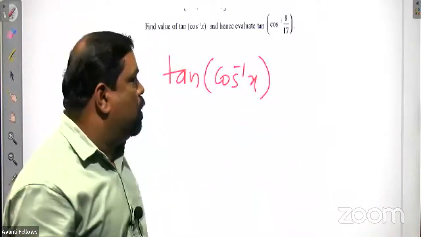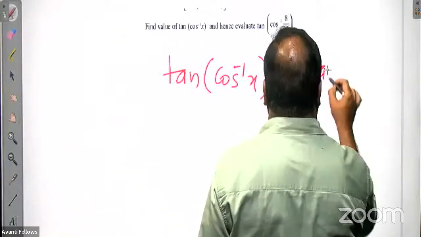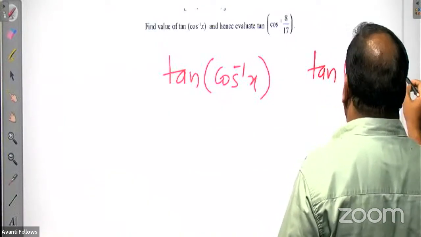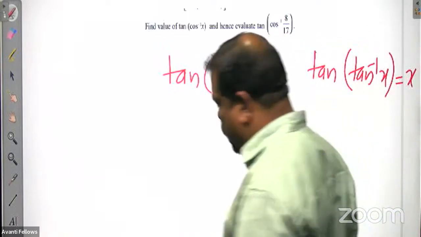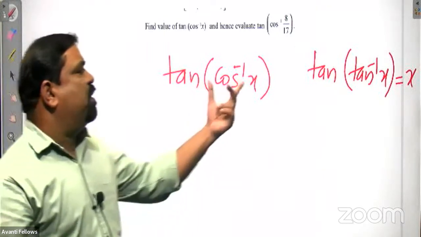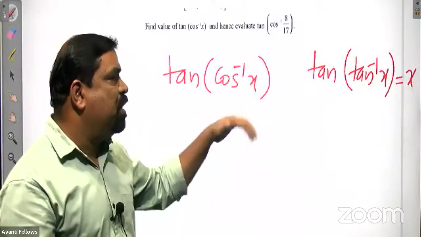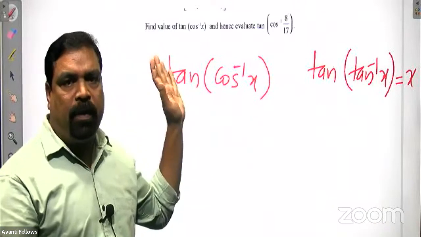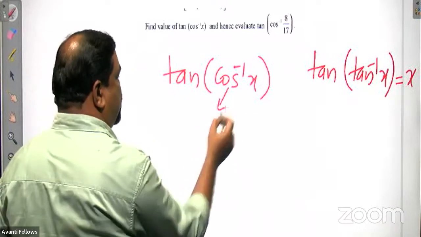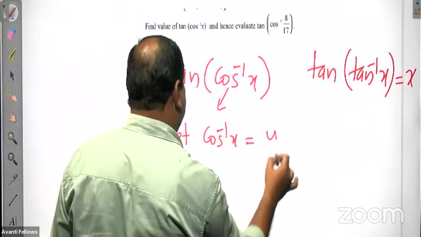So remember, we have to apply this property. If tan is there, we always apply tan of tan inverse x equal to x, the basic, very fundamental property. But here it is cos inverse x inside the bracket. So somehow we have to convert this cos inverse x in terms of tan inverse x. That is the only thing we have to do here. So let us take this cos inverse x as some y.